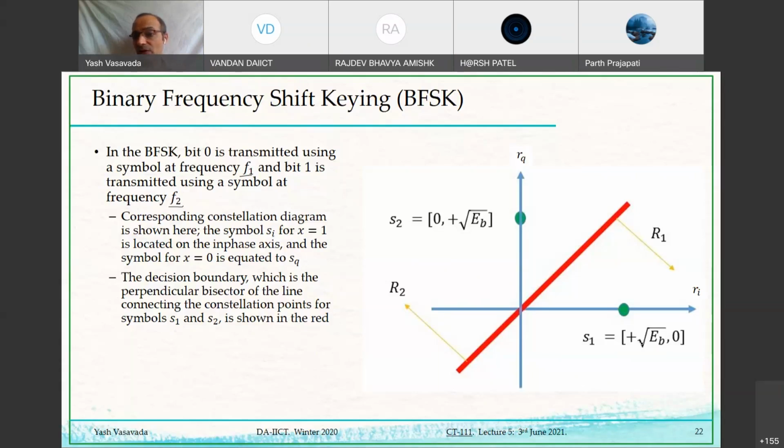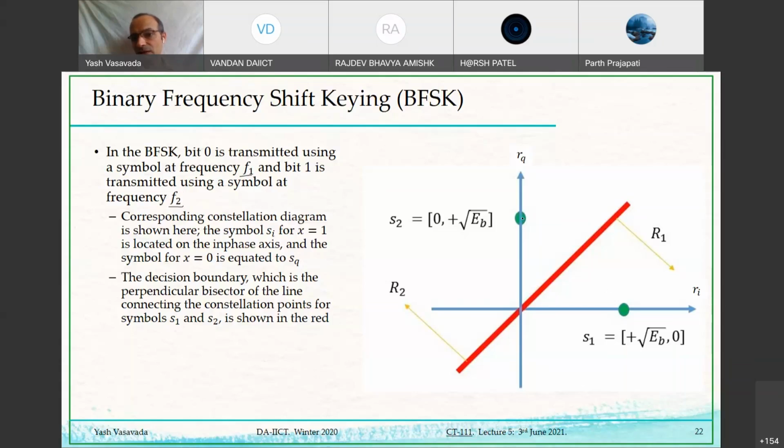Instead of energy per symbol, now I'm back to energy per bit because symbols and bits are the same in this case. But the constellation points have different coordinates. Here it is square root of EB, 0. Here it is 0, square root of EB. This is definitely not 1D. This is a 2D constellation because I need two perpendicular axes.